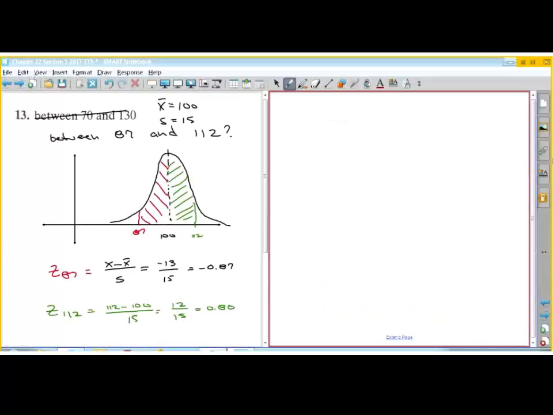So those are the z-scores. Now what you need to do is go with those z-scores to the table and find the area associated with them. What we do is we use the positive, not the negative. So if it's a negative, we're going to use positive 0.87. And we also need the area for a z-score of 0.80. Let me give you one because I was going to ask you, but you don't have one of those.